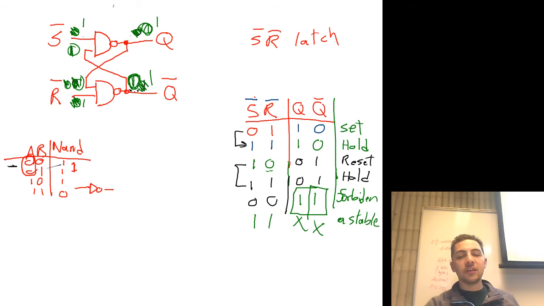Now, normally, this would prevent us from doing two things. It would prevent us from entering the forbidden state, because we can't have 0, 0. What other option will it prevent us from doing? The hold state, which is kind of the point of latches. We want to be able to latch that data in and hold it. It's a memory circuit. If we can't hold the data, what the heck is the point?